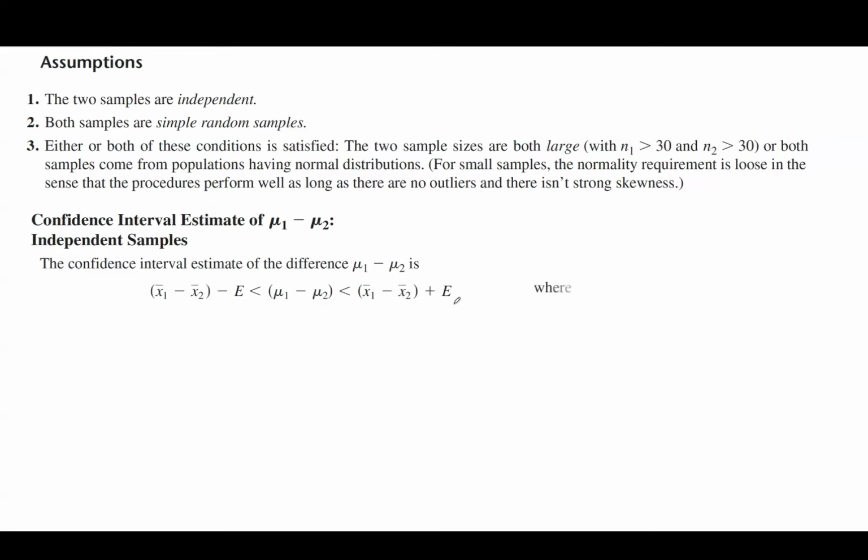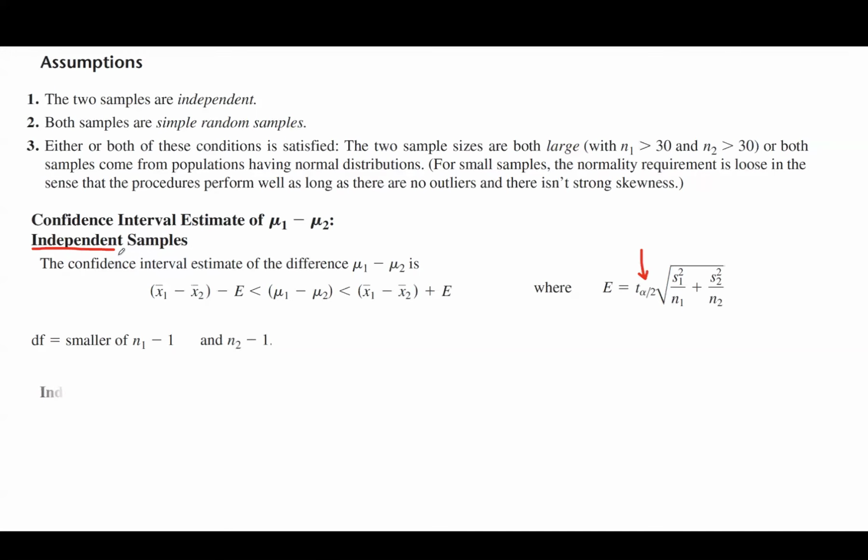The margin of error formula is a critical value, t, times the square root of the variance of the first sample divided by n1 plus the variance of the second sample divided by n2. You can use a t-table to find this critical value. The degrees of freedom is the smaller of n1 minus 1 and n2 minus 1. So this is the case where you have independent samples and you don't have any extra information about the population standard deviation.